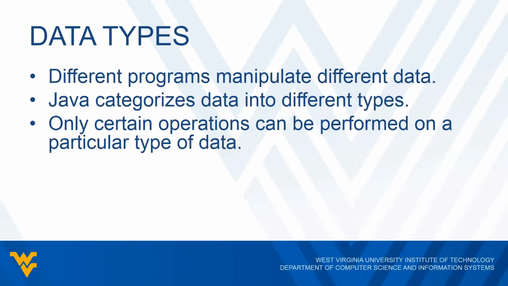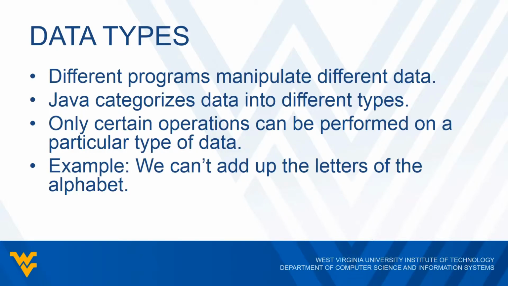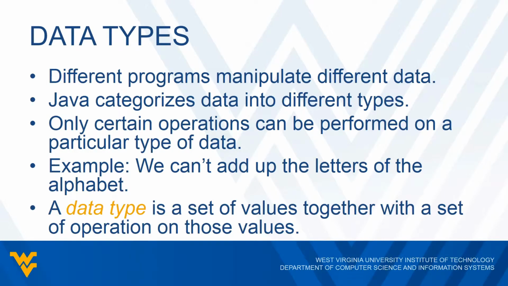And the key thing with these types is that we can perform only very specific operations on a given type of data. For example, we can't add up the letters of the alphabet. I can't go the letter A plus the letter B equals the letter C. Now I can do other operations with characters that I can't necessarily do on an integer. So to give a formal definition, a data type is just a set of values combined with a set of operations that we can perform on those values.